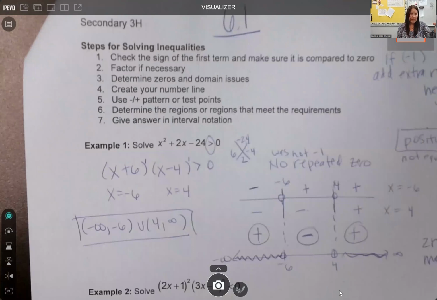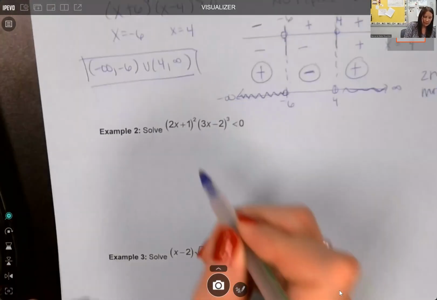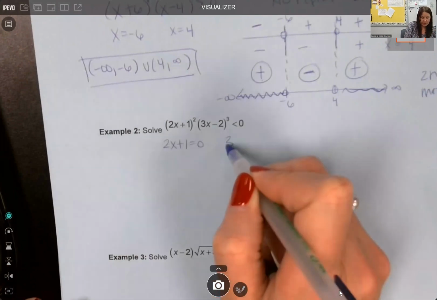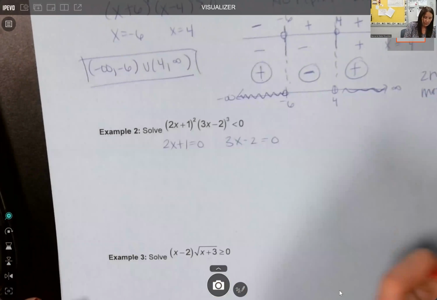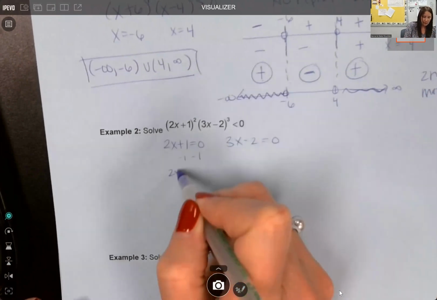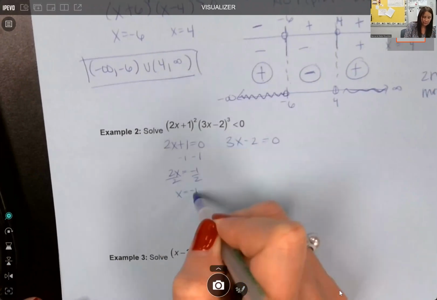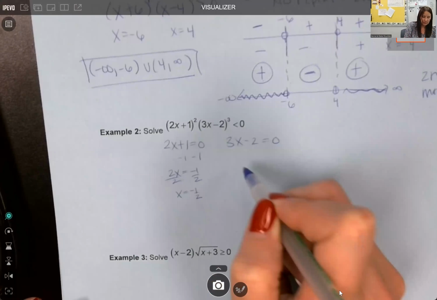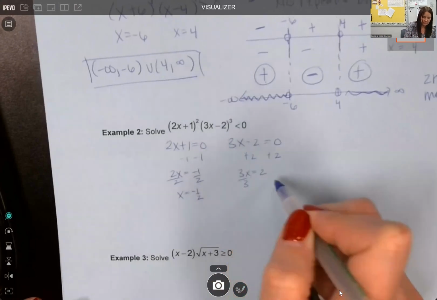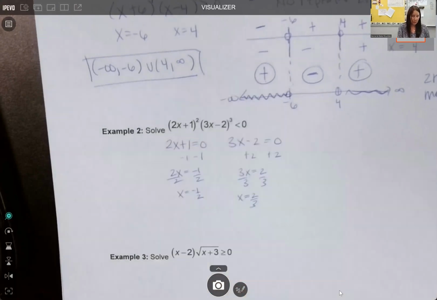All right, so we've got a couple more examples like this. I've got 2x plus 1 equals 0 and 3x minus 2 equals 0. So we're going to subtract the 1, divide by 2, x equals negative 1/2. Add the 2, divide by 3, x equals 2/3. Okay, so I know my two numbers.